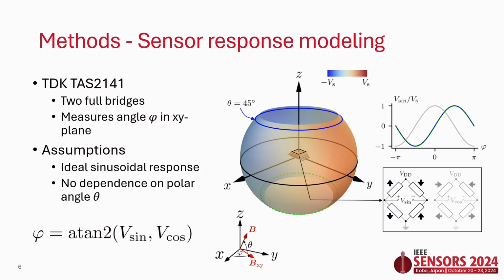In addition, this model also assumes that the response function indicated by this sphere does not depend on the polar angle. So if I record the response under 45 degrees, theta equals 45, I will still get a perfect sine wave.